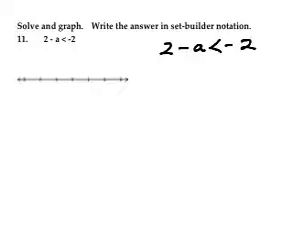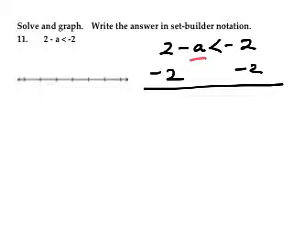Okay, so in this case we're going to try to get our variable alone again. So we'll add a negative 2 to both sides. Negative 2, negative 2. So this becomes 0, so it's negative a is less than negative 4. Alright, but we don't want to know what negative a is less than. We want to know what a is less than, or a is greater than. So we're going to divide by negative 1.